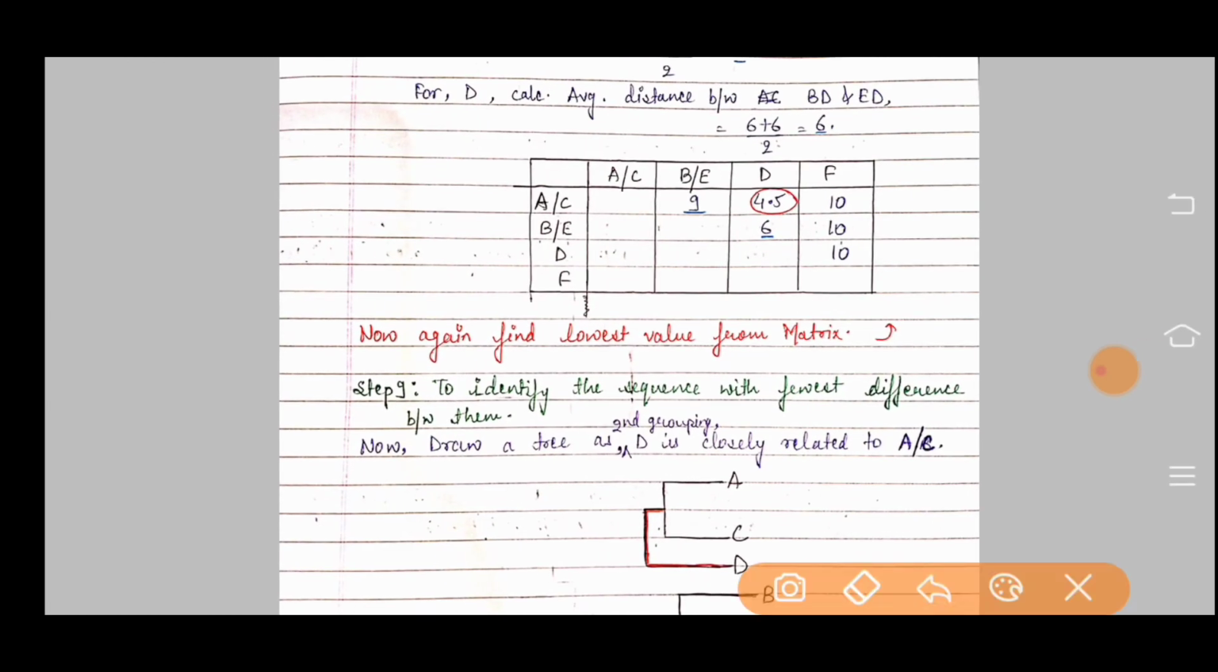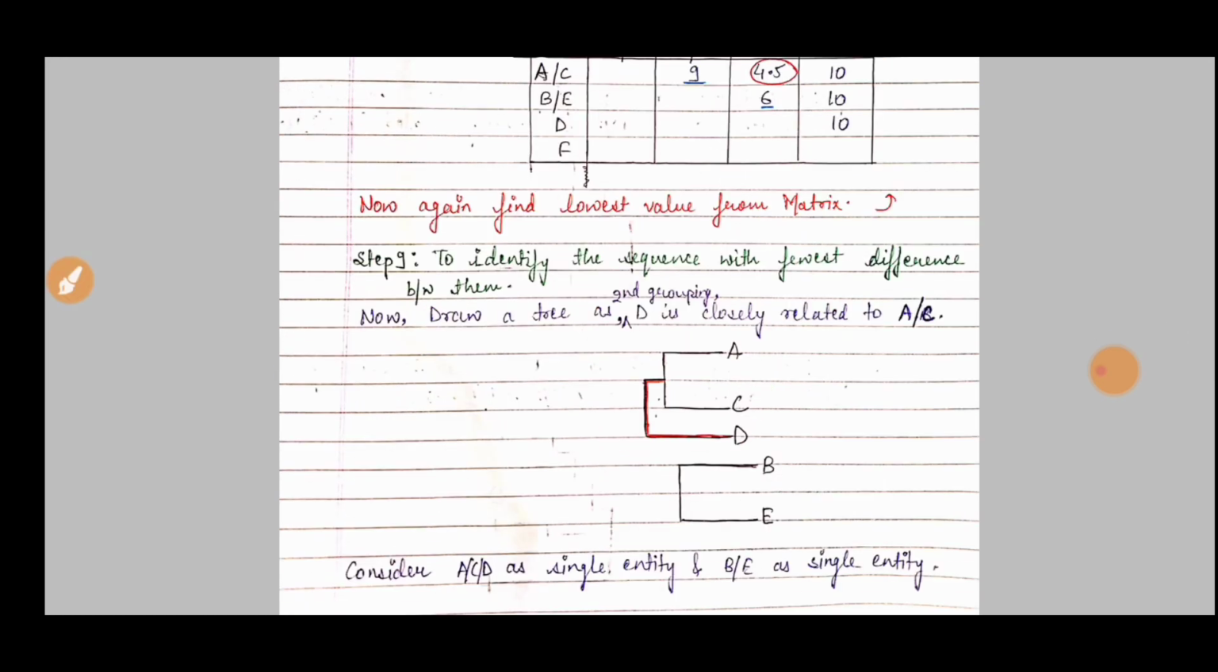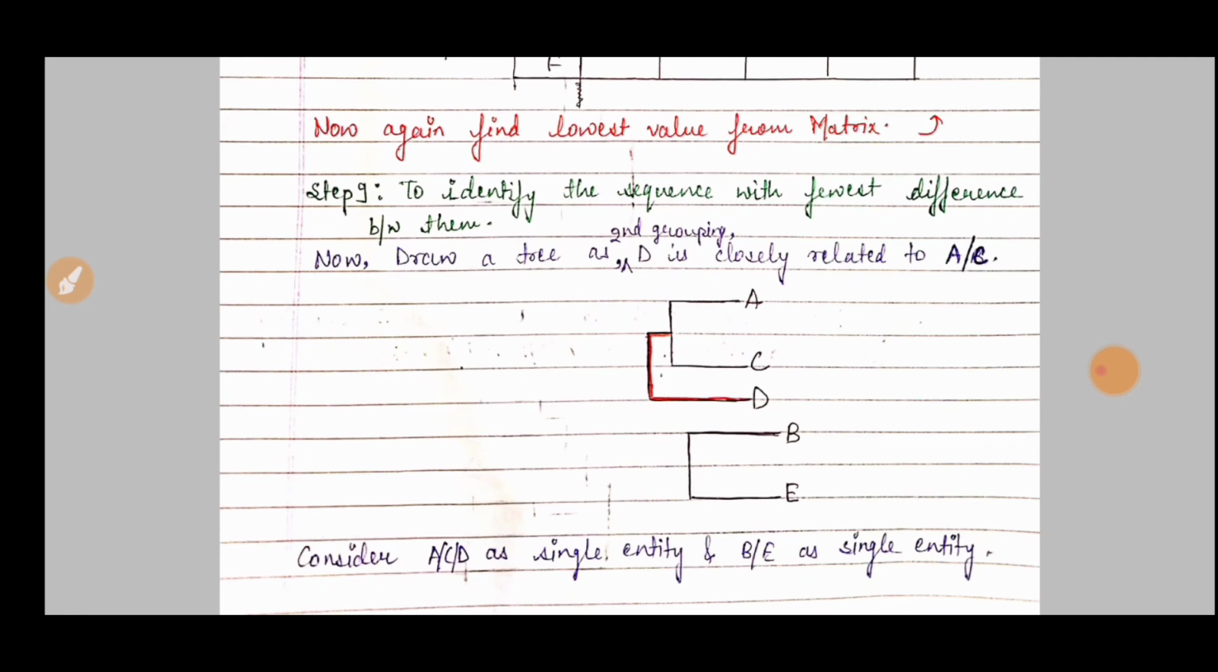Now again find the lowest value from the matrix. Here you can see that the lowest value is 4.5, so I have shown it in red color. Now step 9 is to identify the sequence with the fewest differences between them. Now draw a tree as second grouping.